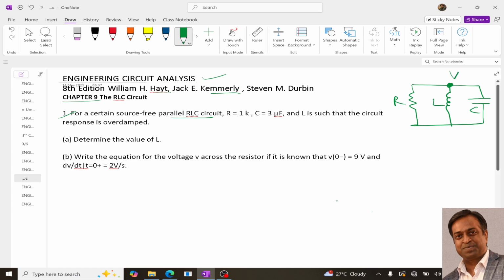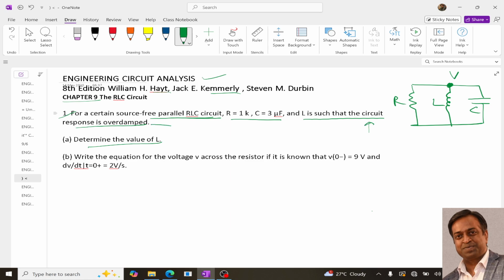Once we assume that this node voltage is V, the voltage across the three elements, resistor, inductor and capacitor, is also V, because as per the parallel combination, the voltage remains the same in all the parallel branches. Now coming back to the question: for the source free RLC circuit, R and C are given, and we need to determine L such that the circuit response is overdamped.